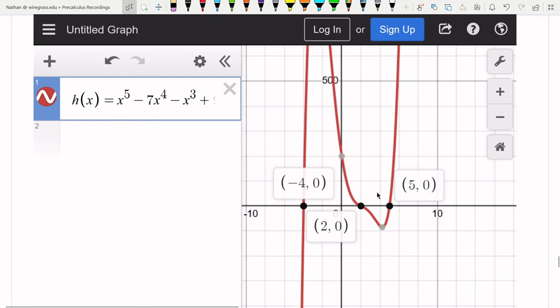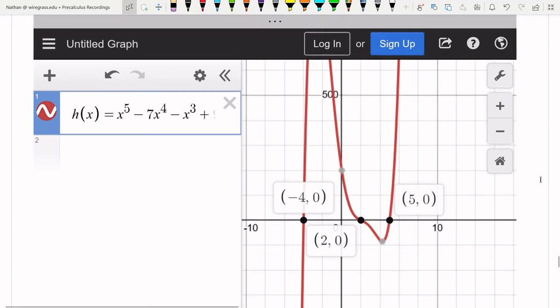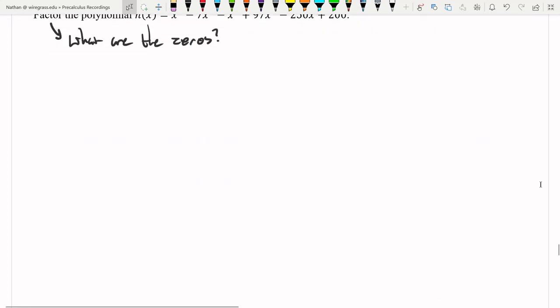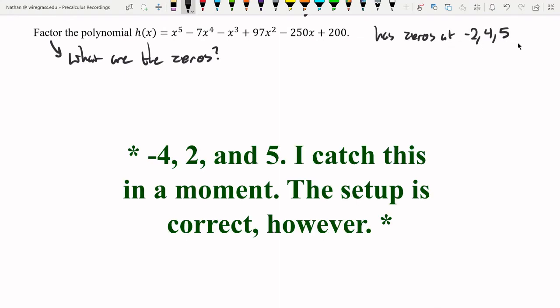However, we know that this graph has 5 zeros total, which means if there's three real zeros, there have to be 2 more complex zeros. So -4, 2, and 5. So it has zeros at -2, 4, and 5. All we need to do now is find what are the remaining 2 zeros. And how can we do that?